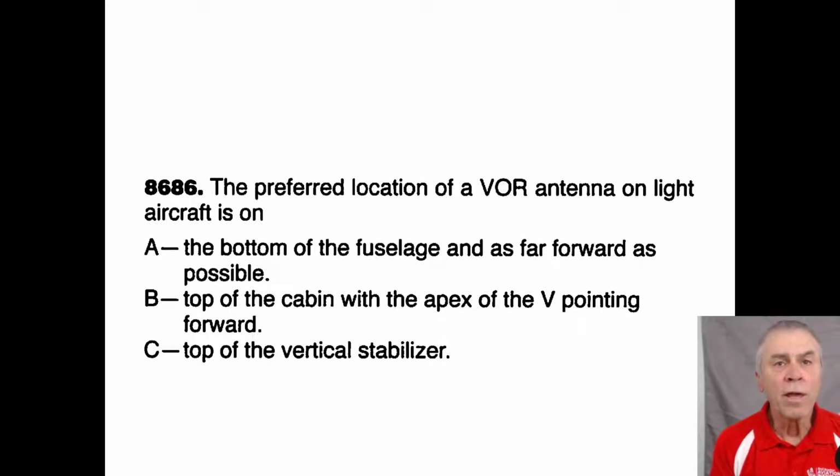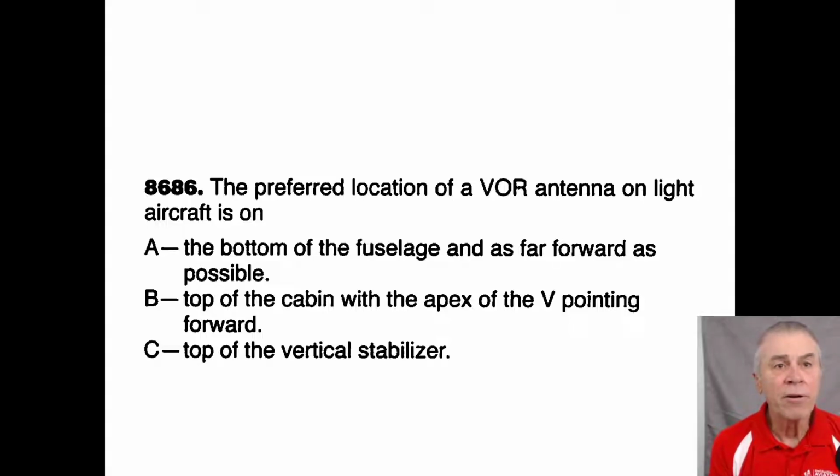The preferred location of a VOR antenna on light aircraft is where? Is it at the bottom of the fuselage and as far forward as possible? Or is it at the top of the cabin with the apex of the V pointing forward? Yeah, that's a lot of detail there, and it does look like one of our pictures, so far I like that. Or C, on the top of the vertical stabilizer. Well, I like that also. I might like that better than B.